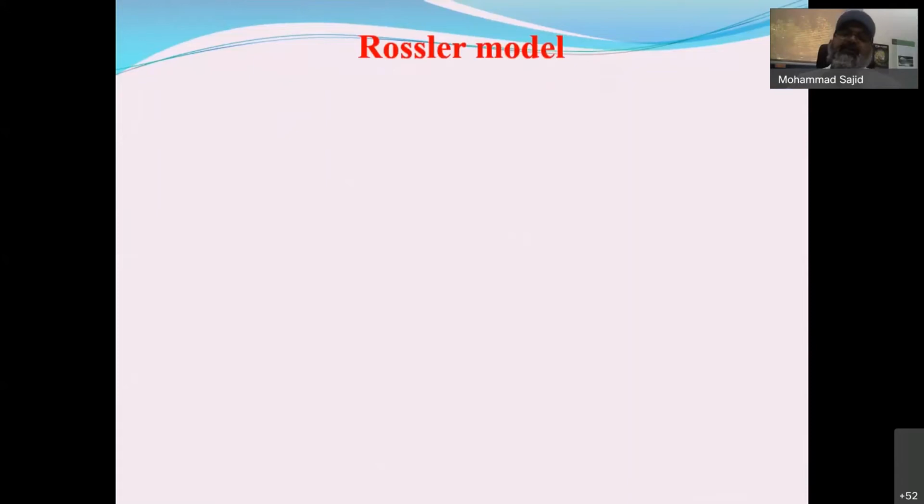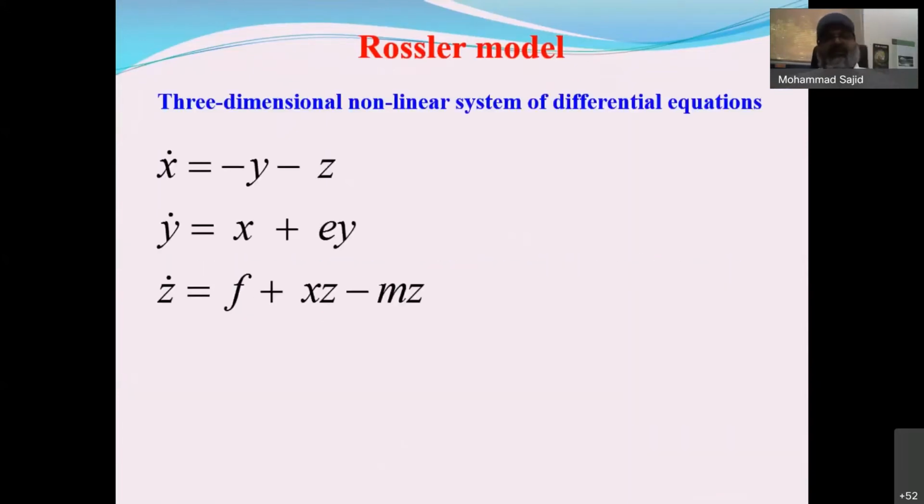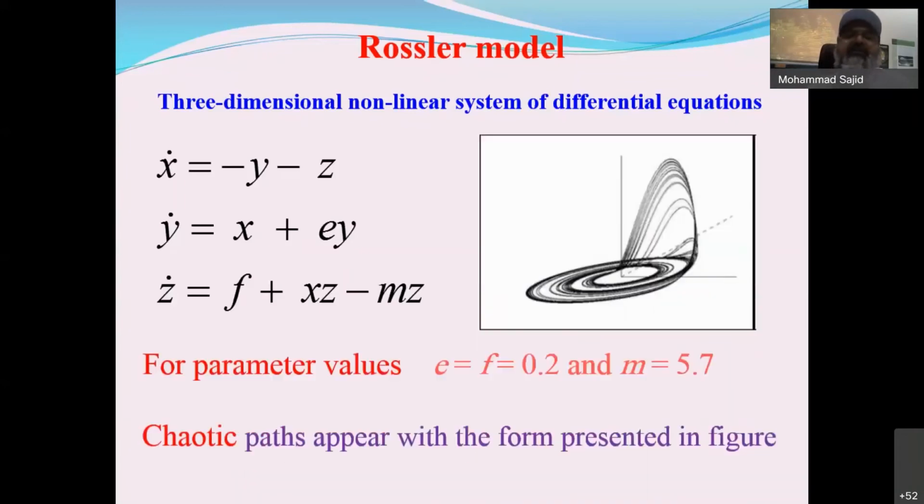We have another model, the Rössler model, a three-dimensional non-linear system of differential equations. In the Rössler model there are some parameters E and F. Choosing some of the parameters, we get interesting pictures, fractals, and inside the fractal we have chaotic behavior. With different differential equations you can find different things. So this is a fractal, and inside it represents chaotic behavior, because for these parameter values of E and F, a chaotic path appears in the form presented in the picture.